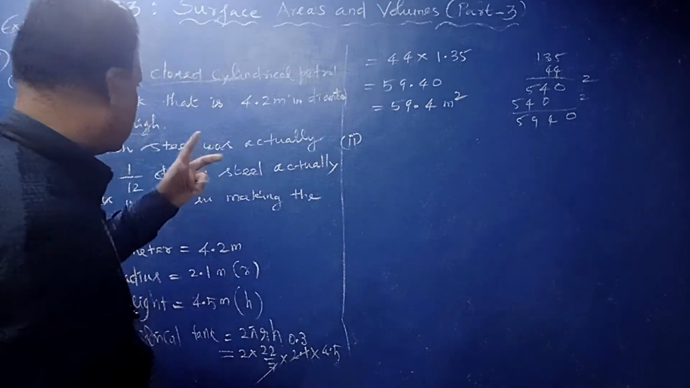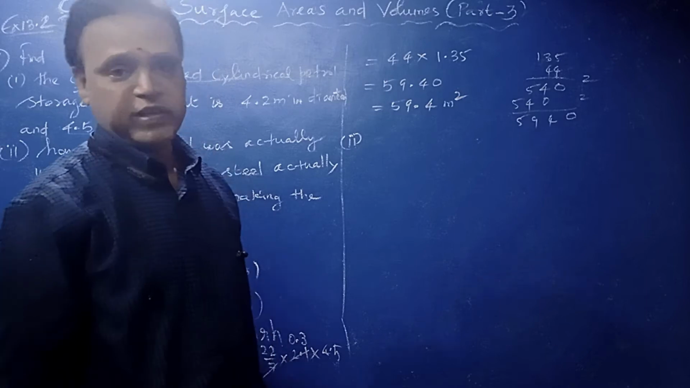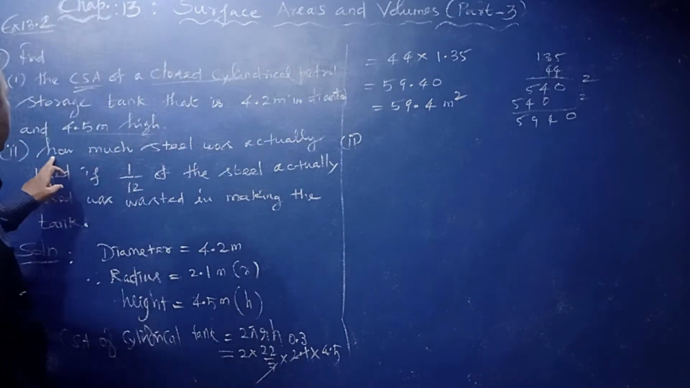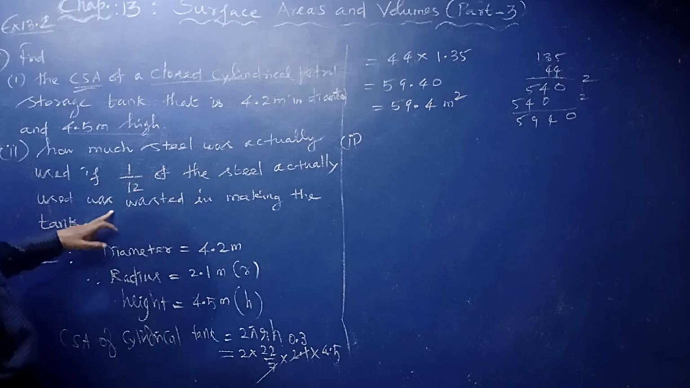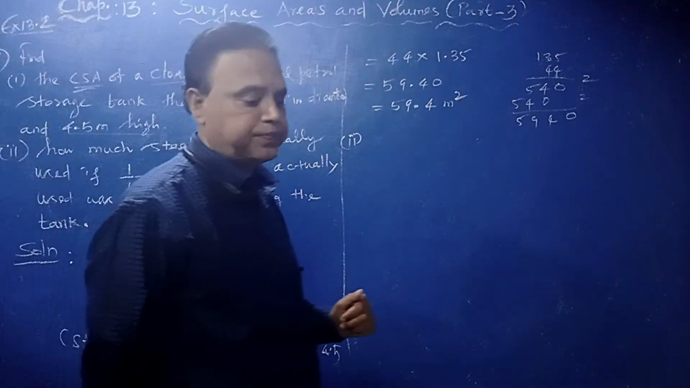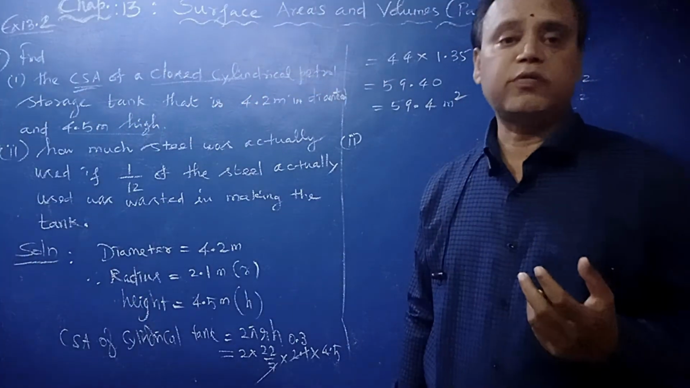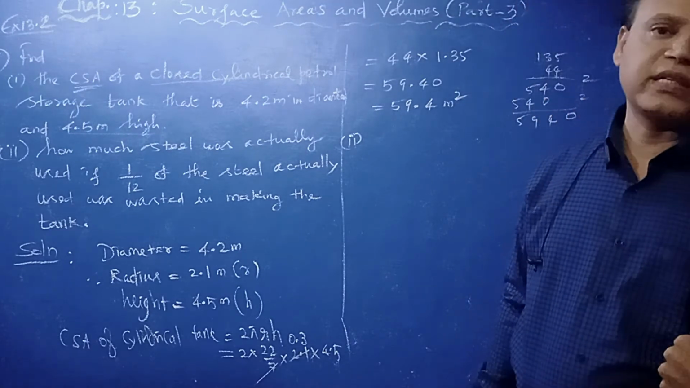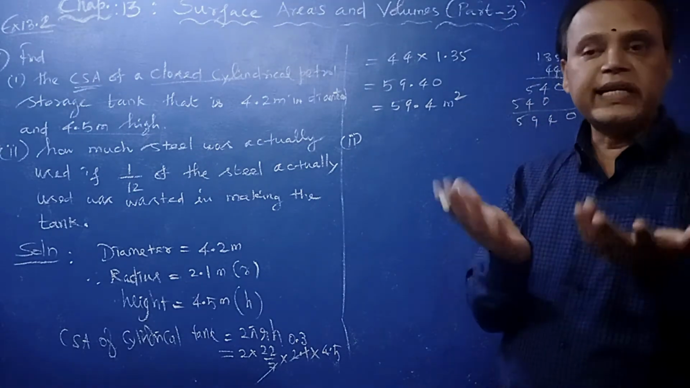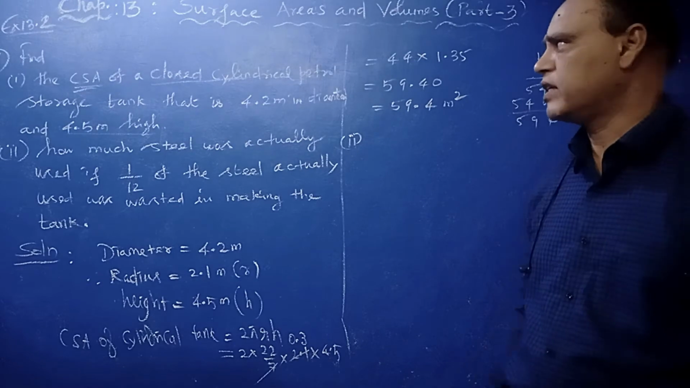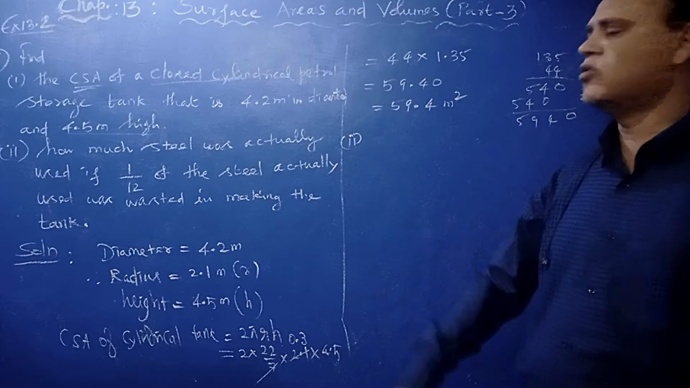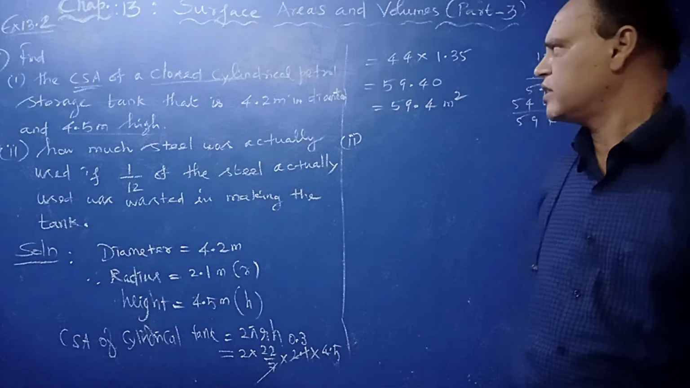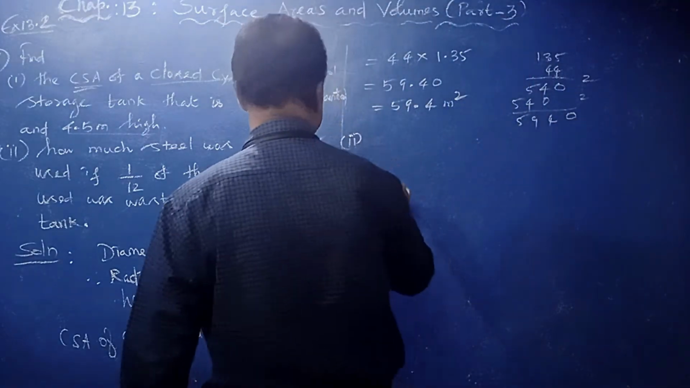We have to find out the total surface area. In the second part, you see how much steel was actually used, if 1/12 of the steel actually used was wasted in making the tank. So first you have to find out the total surface area, because this closed cylindrical tank is given. Then only we can find out how much steel was actually used. So first you have to find out TSA.